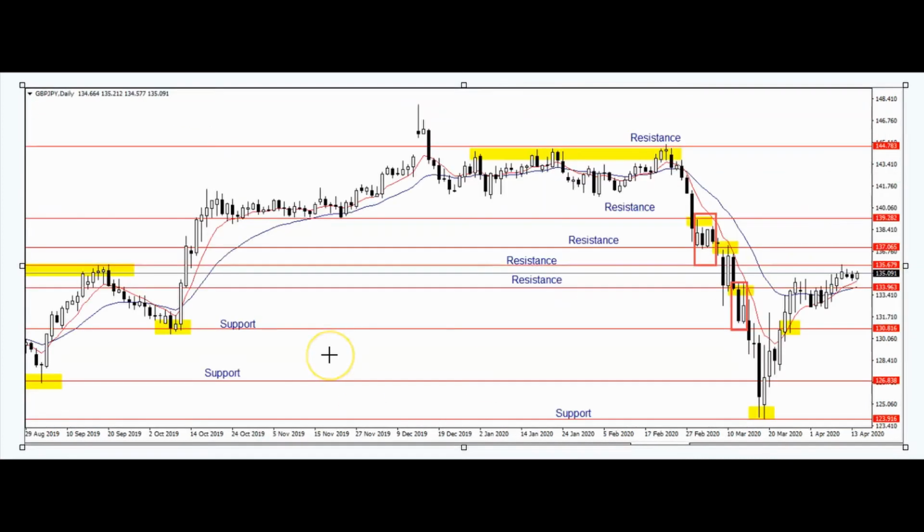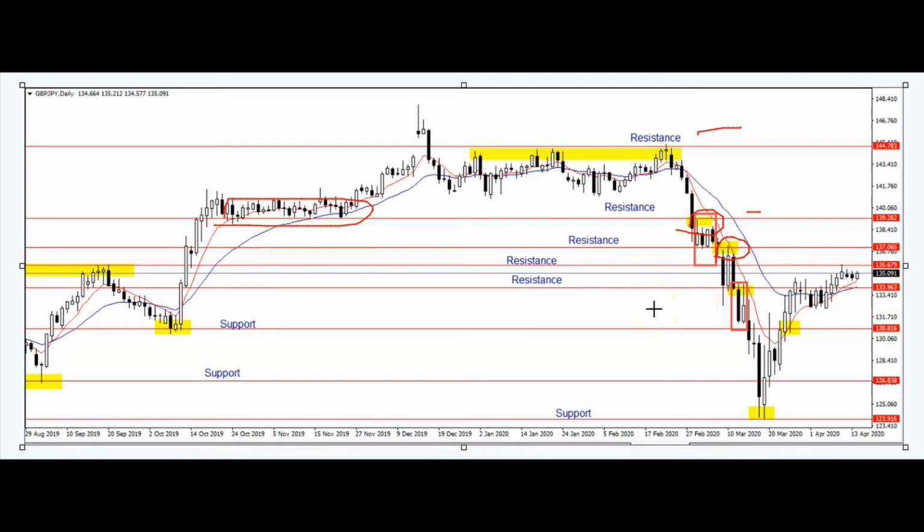Here we have the British pound, Japanese yen. My bias on this pair is bearish. There's a bit going on here, so I'll just go through the relevant areas. We have long-term resistance up here at 144.783. We have resistance here at 139.280, which was previous support through here, as you can see, turned resistance. We have resistance here at 137.065.